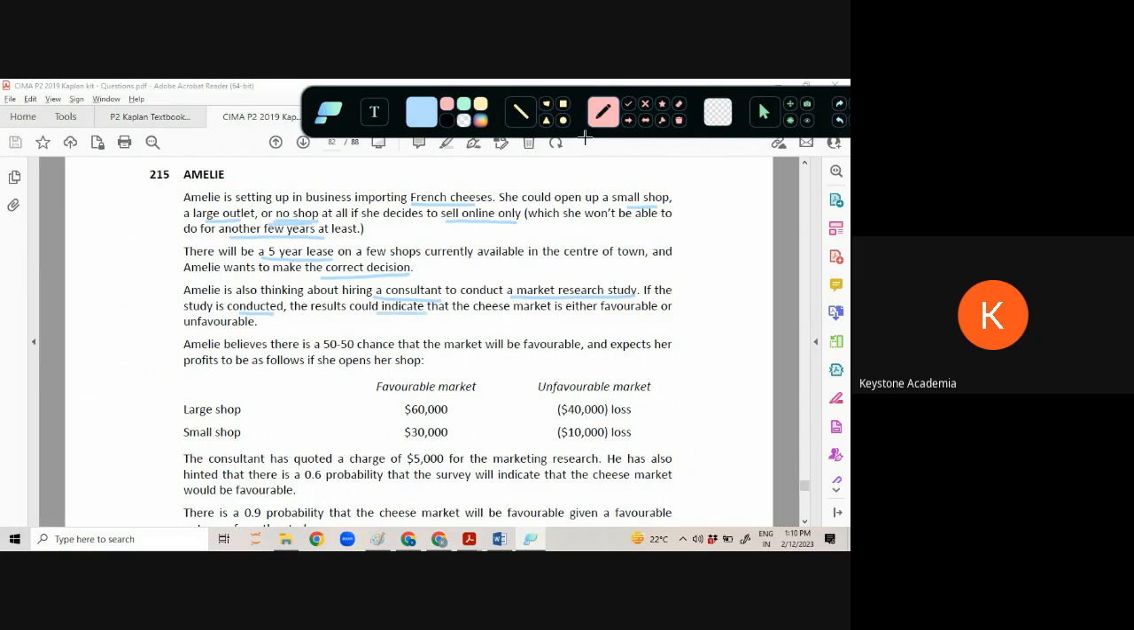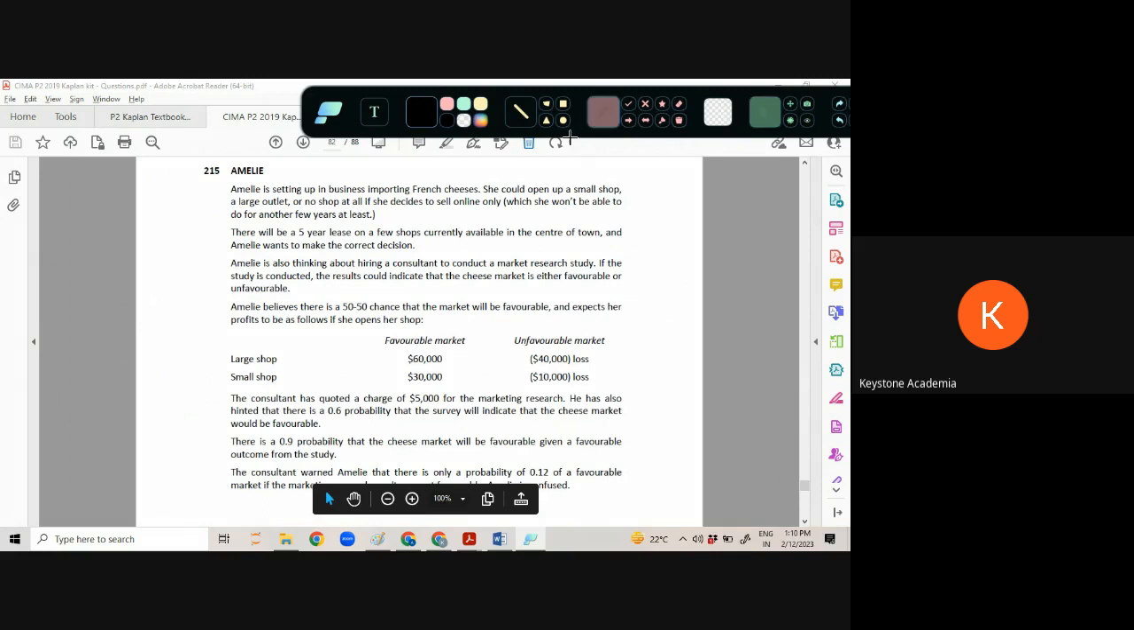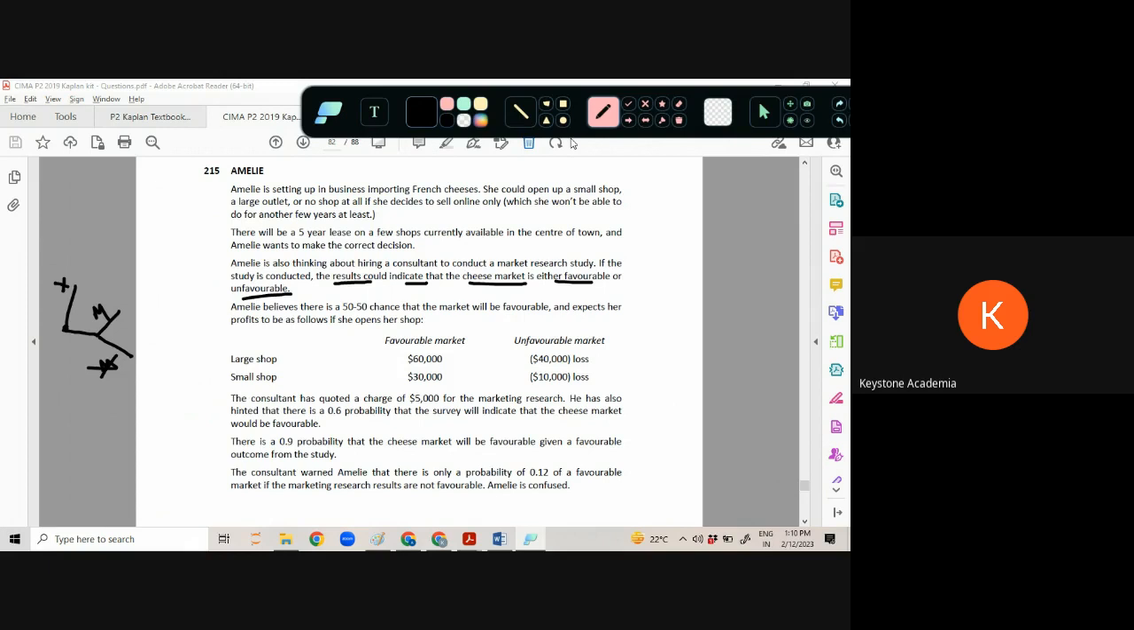Okay, so if she conducts some strategy, so let's say that if this is Amil, she could either go for no shop, she could go for a lease, and then she could either go for the study, for the market research, or she could not go for the market research. This is market research, and this is no market research. And if she does the market research, the results indicate that the cheese market is either favorable or unfavorable. So there are again two options, either favorable or unfavorable. So Amil believes that there is a 50-50 chance that the market will be favorable, and expects the profits to be as follows.